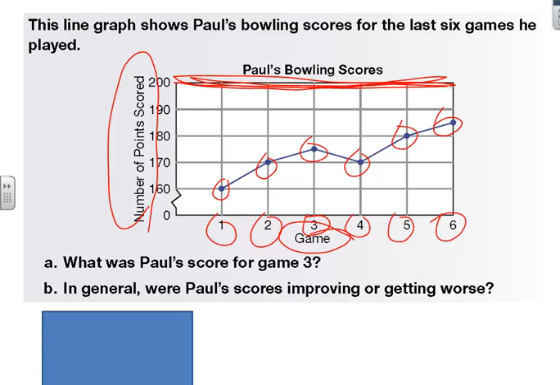So what was Paul's score for game 3? It'd be 175. It's halfway between 170 and 180. And then in general, were Paul's scores improving or getting worse? What do you think? Was he getting better as he bowled throughout the night, or did he get tired and start scoring lower scores? He got better, because you can see that the graph tends to go up. Game 4 was a bit of a struggle for him, but other than that, he improved as he went.